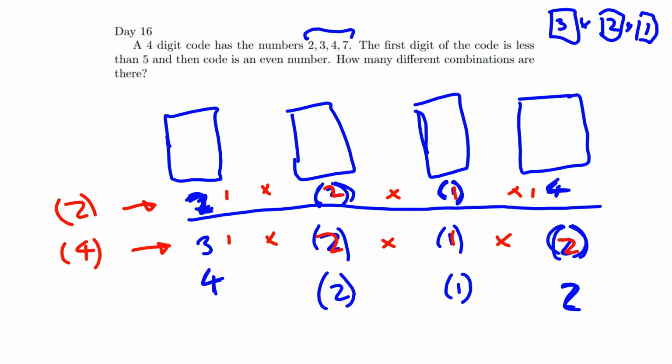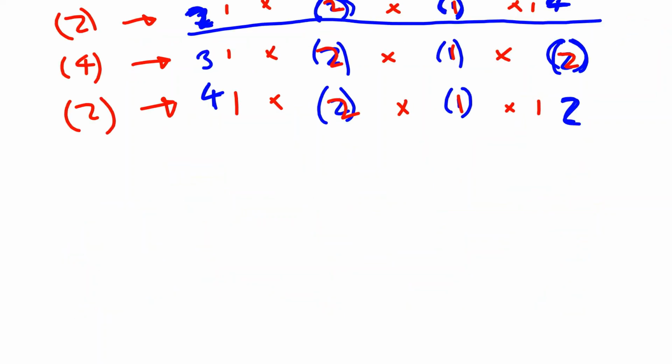And in the last one, this number 4 is just one choice. Here we've got 2 choices, 1 choice, and this is a number 2, so we have to have that number 2, so we've only got 1 choice there. So we're going to get, for this line, 1 times 2 times 1 times 1, which is 2. So overall, how many different combinations do we have? 2 plus 4 plus 2, which is 8 combinations.